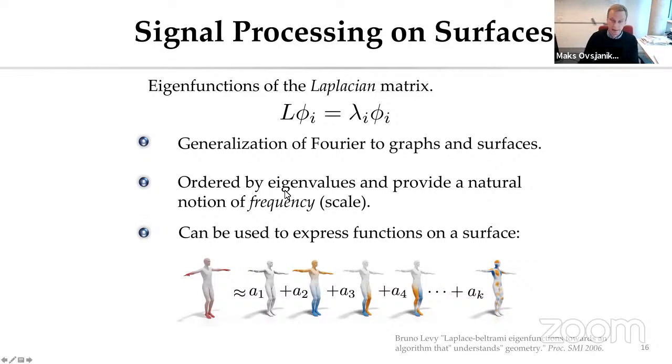So first of all, there's a natural notion of frequency, and the eigenfunctions are ordered by eigenvalues, right? So they go from lower frequency to higher frequency. And another property that's extremely useful is that given any function on a surface, you can represent it as a linear combination of these basis functions with some scalar coefficients. This is very similar to expressing a function, for example, on a periodic domain as a linear combination of Fourier series. There are many other things you can say about these Laplacian eigenfunctions, but for my talk, this is the most important property.